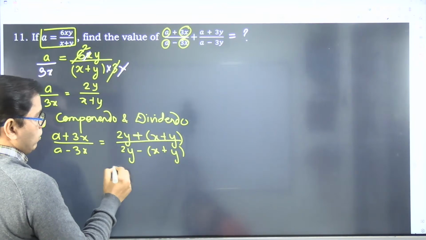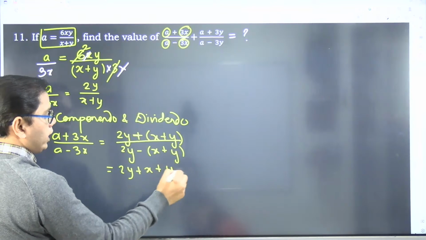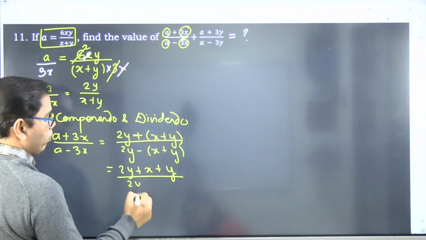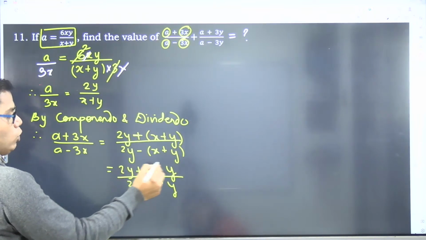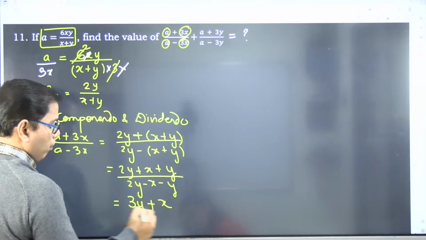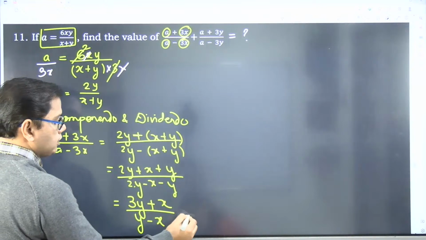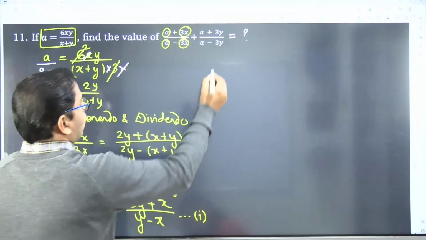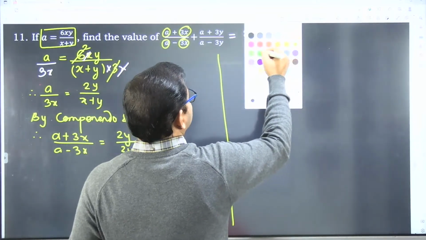So what is this now? 2y plus से bracket open किया, no change, but minus से bracket open किया, there is a change. Okay, look carefully now. 2y plus y is 3y plus x upon 2y minus y is y minus x. This is my equation number 1. थोड़ा लंबा question है तो जरा ध्यान देना. Okay, it's a long question.